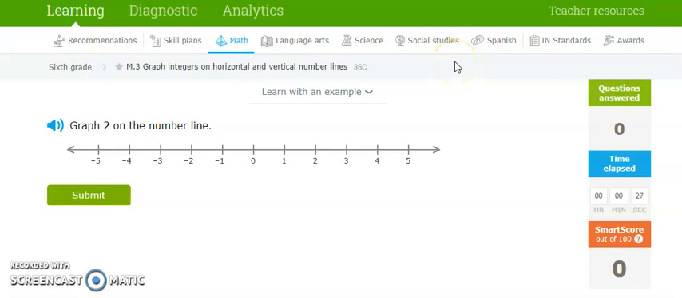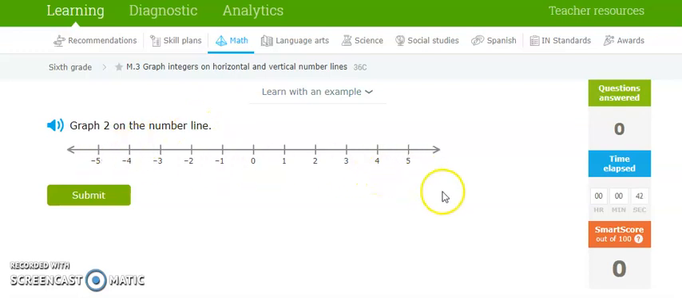Hello, 6th grade. So today we're going to talk about M3, which is graphing integers on horizontal and vertical number lines, shortcut 3-6C. So what we're looking at is we need to graph 2 on the number line.